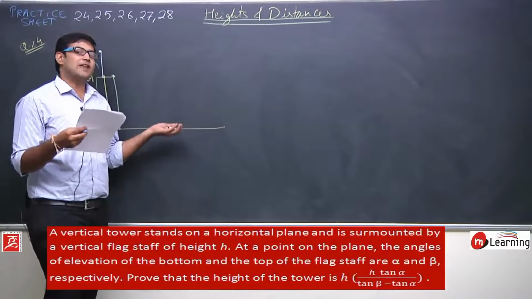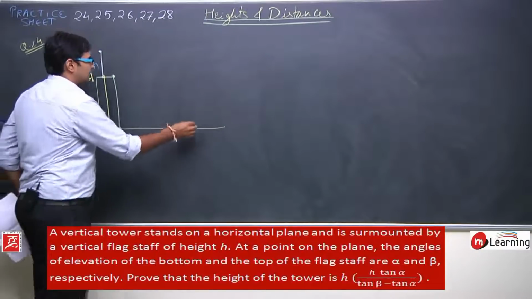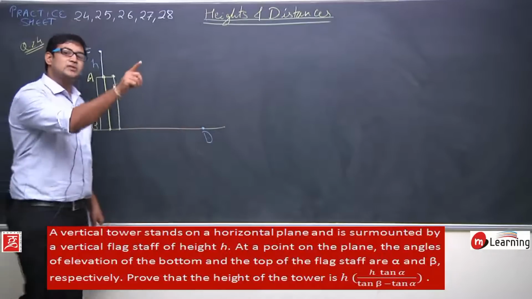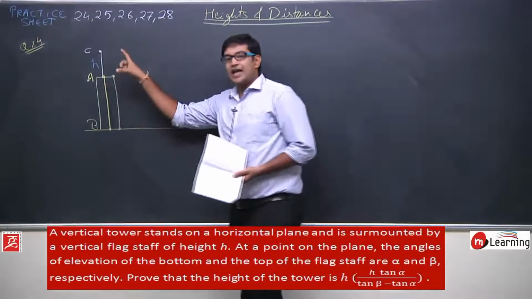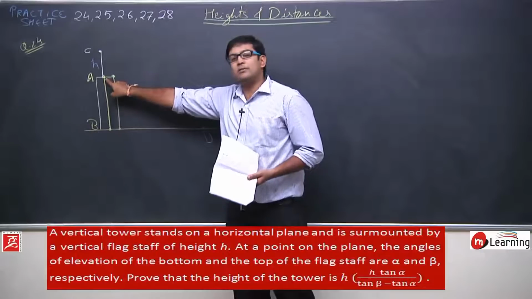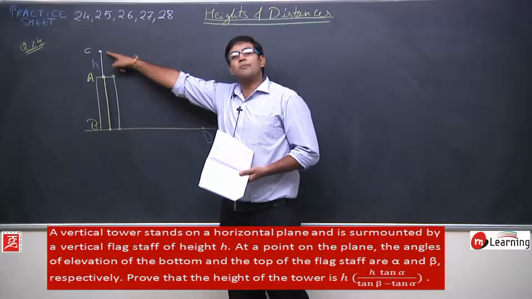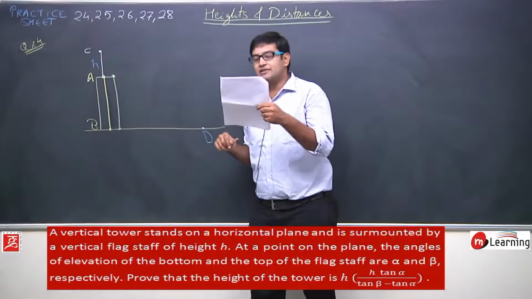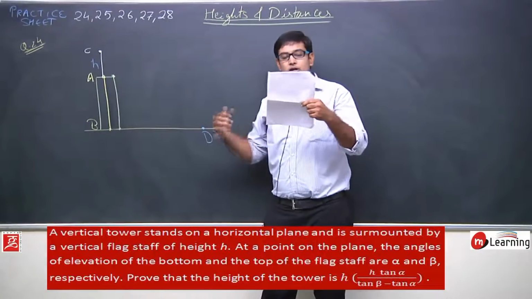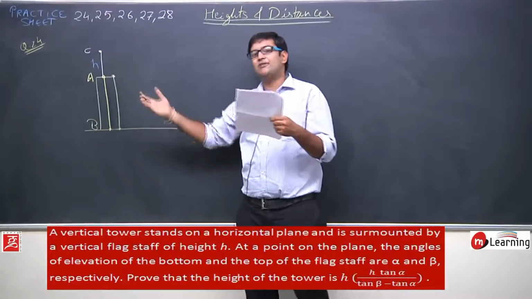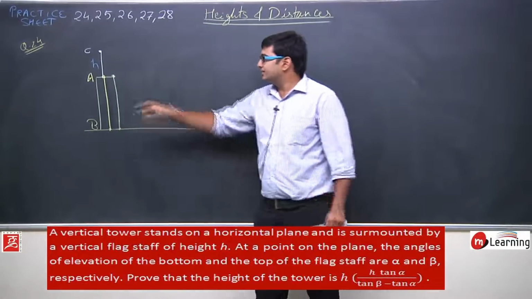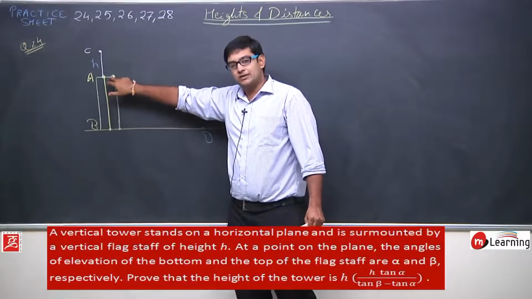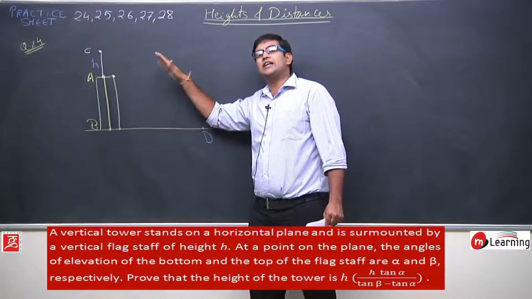Further it says at a point on the plane, the angles of elevation of the bottom and the top of the flagstaff. So from a point on the plane, let us say this is a point D. From this point, if I observe the flagstaff, I can see that this is the bottom of the flagstaff and this is the top of the flagstaff. To observe the bottom of the flagstaff, the angle of elevation is alpha, and to observe the top of the flagstaff, the angle of elevation is beta. It means if I want to observe the bottom of this flagstaff or the top of this tower, I need to move my head alpha degrees upwards.